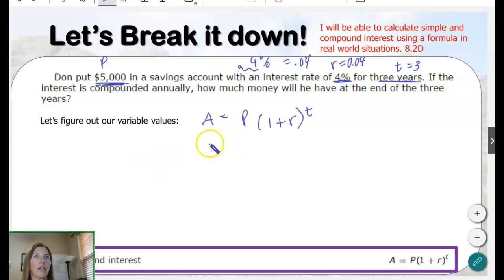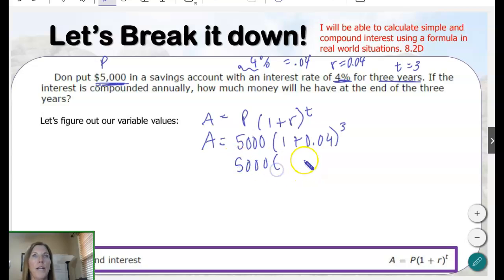All right, let's put it all together. So we're actually looking for A. Our principal is 5,000. We're going to put 1 plus 0.04 and then to the third power. Just plugging in the numbers, substituting the numbers you have for the variables. So we have to do the parentheses first. Now, we can go ahead and put that together. So 1 plus 0.04 is 1.04 to the third power.